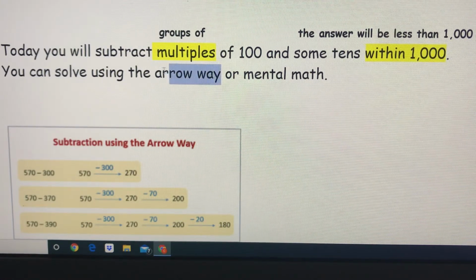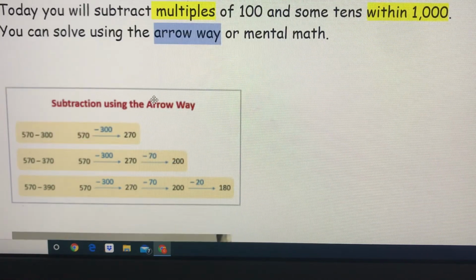I am going to show you a different way to do arrow way than we did last week. This time we're going to group all the hundreds into one arrow and all the tens into one arrow, and I'll show you what I mean in 1 second. So here at the top you see an example of subtracting using the arrow way, and there are three examples: 570 minus 300, 570 minus 370, and 570 minus 390. You will see very similar examples in your textbook today.